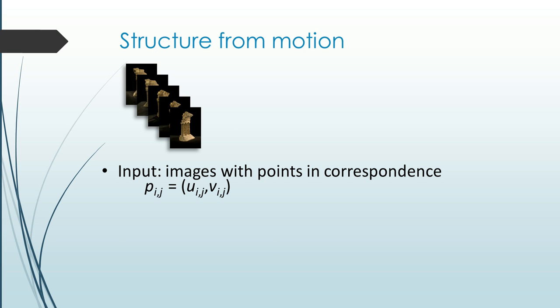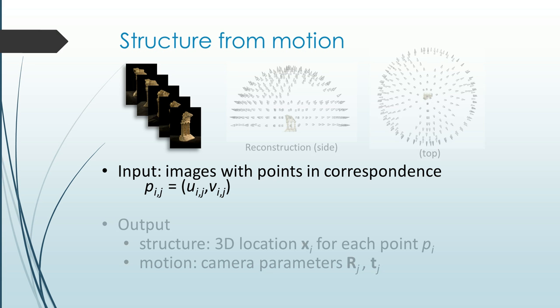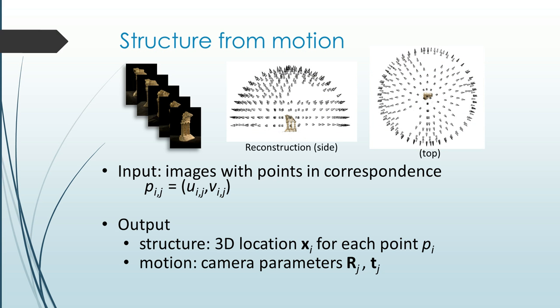So initially we have several input images with many points. These points have some correspondences among all these different images. So the output should be the structure, which is the 3D location of each point, and also we can come up with the camera parameters, based on the rotation and translation for the particular picture that was taken.